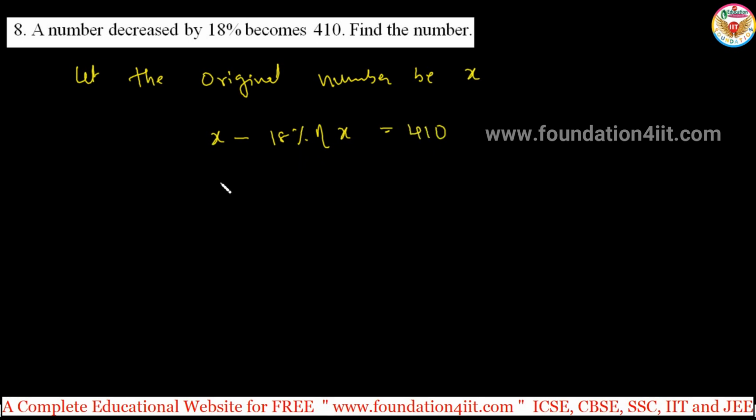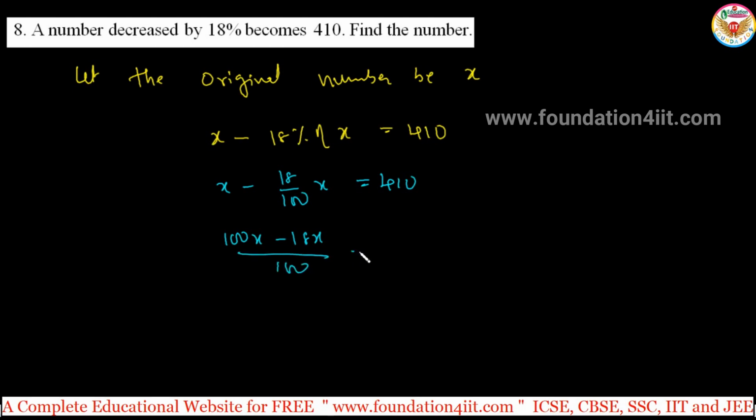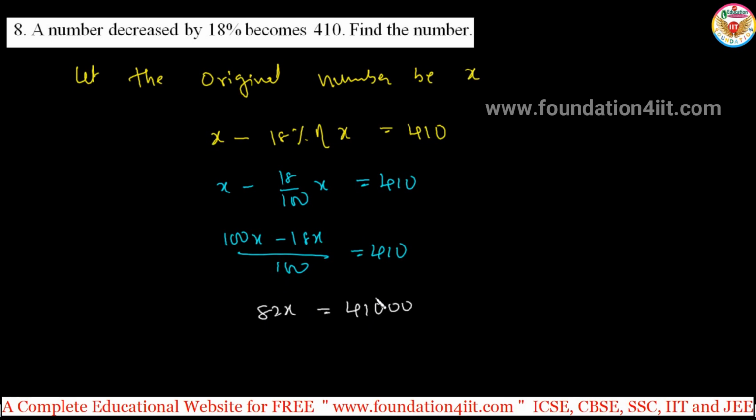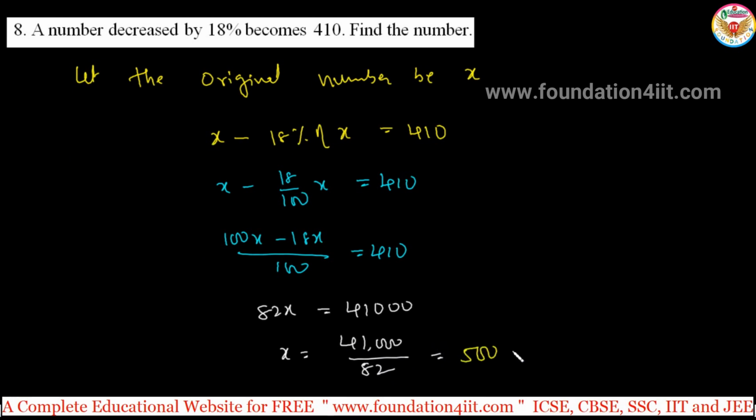Now we can simplify this. So x minus 18 by 100 into x is equal to 410. Simplify with LCM: 100x minus 18x by 100 is equal to 410. 100 minus 18, 82x is equal to 41000. Take the 100 to this side. Then x is equal to 41,000 divided by 82. 41 times 2 is 82, so 500 we will get. So this is the answer.